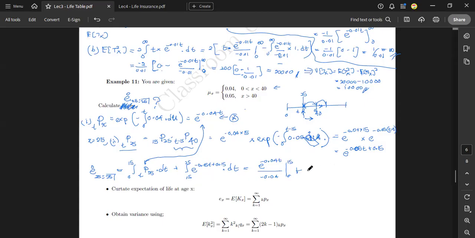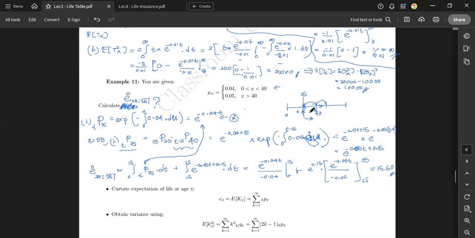And for this one, there's a constant, and then the function is this. So the limits are 15 to 25. And if you simplify this more, you will get the answer like this.